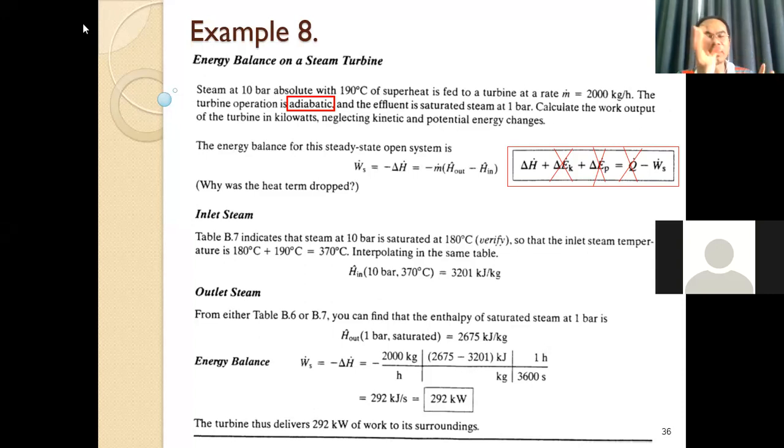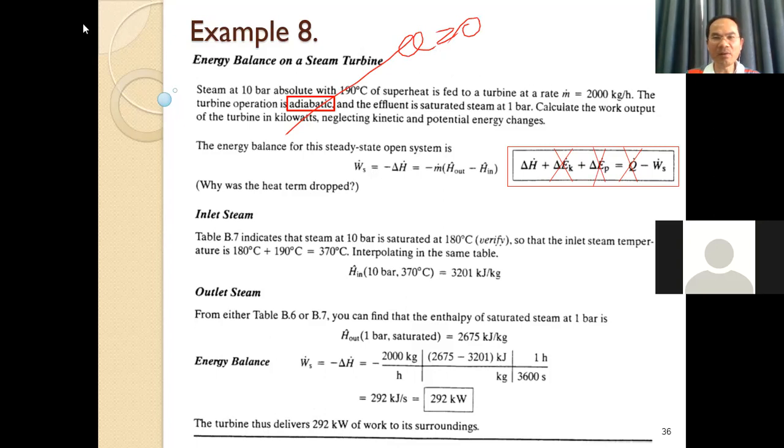What does superheat mean? That means 190 degrees higher than the saturation temperature. The steam is fed to a turbine at a rate of 2,000 kilograms per hour. The turbine operates adiabatically. Adiabatic means Q equals 0, that there is no heat transfer between the system and surroundings.